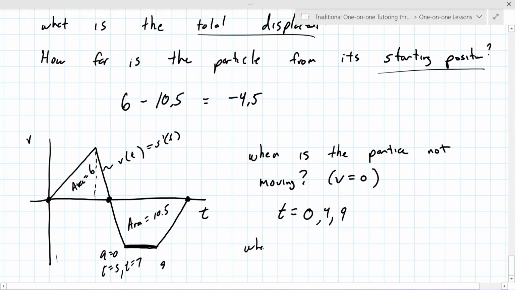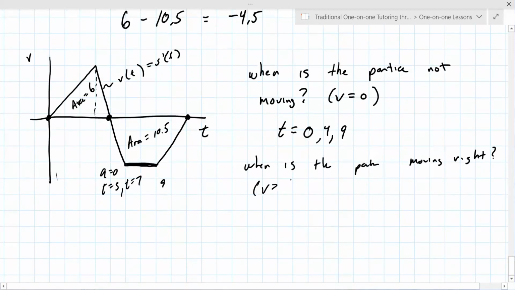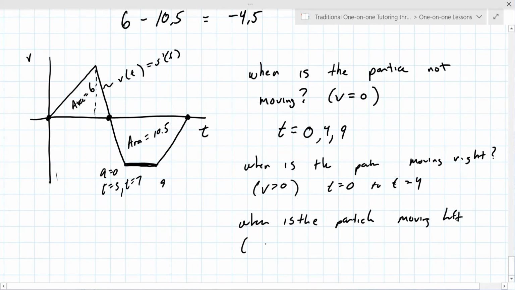So the other question is, when is the particle moving right? Right means that the velocity is greater than 0. So 0 to 4. Yep. And that's it, because all the other ones are negative here. When is the particle moving left? 4 to 9. Yeah. What's the other one? Like when is it positive, right? Is that the other one?